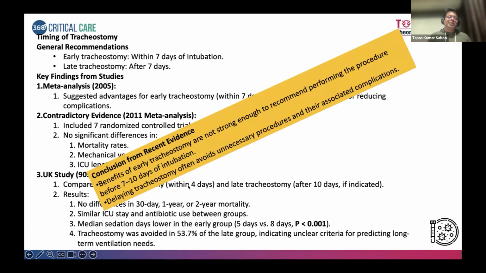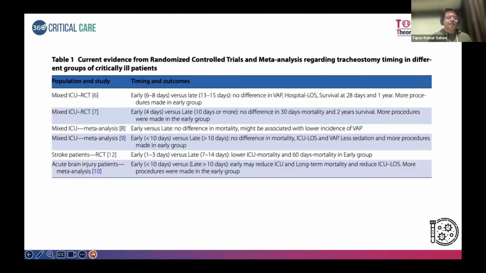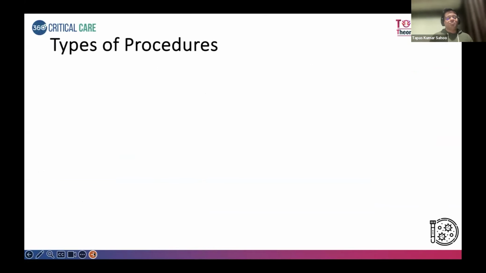So the conclusion from the recent evidence is that the benefits of early tracheostomy are not strong enough to recommend performing the procedure before 7 to 10 days of intubation. Delaying tracheostomy often avoids unnecessary procedures and their associated complications. And this is the TracMan trial. I have just shown you this picture, published in JAMA in 2013, where almost 1000 plus patients were recruited. Now these are some of the current evidence of all the trials, RCTs and meta-analyses about tracheostomy timing. This is the mixed ICU RCT, all the RCTs. Again, just remember the 2-3 names that would be helpful to you.